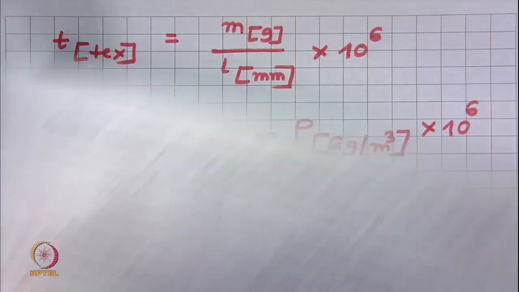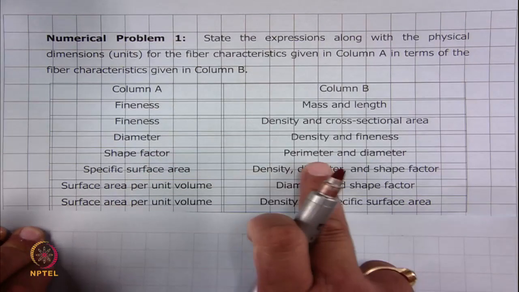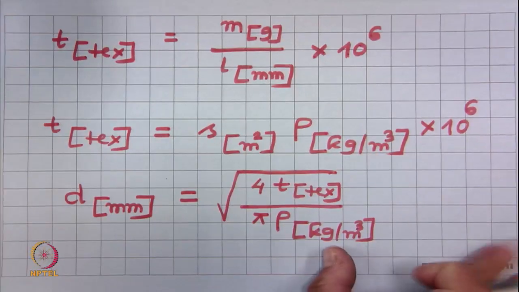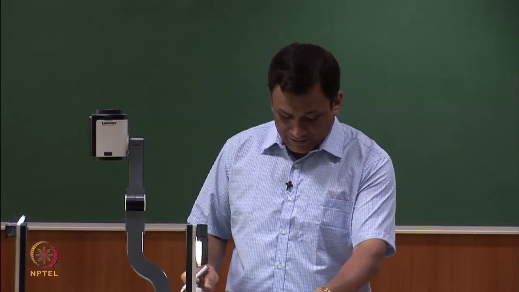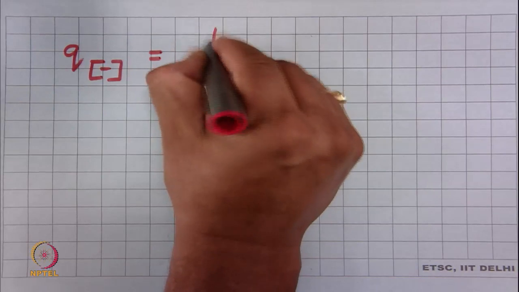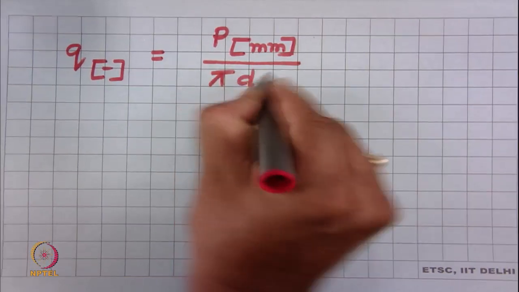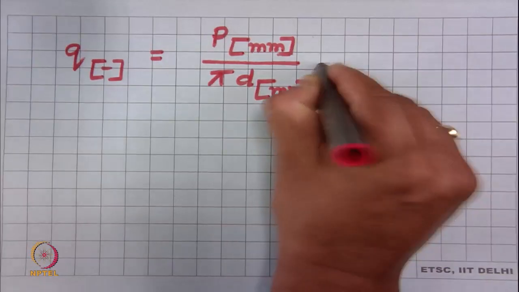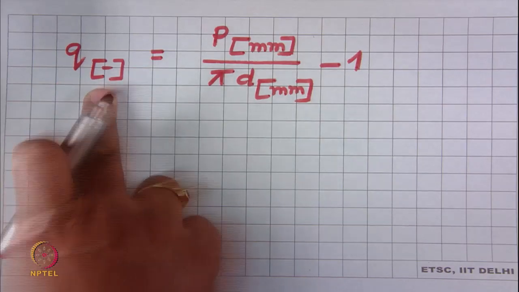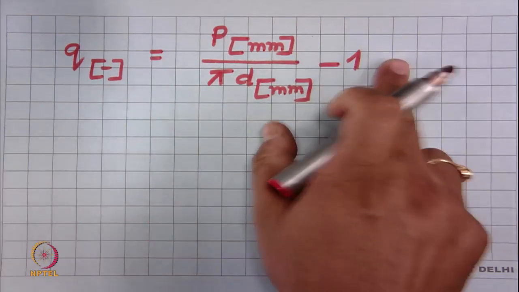Okay. What was the fourth one? Fourth one, fiber shape factor in terms of fiber perimeter and fiber diameter. This exercise we have already done once, let us repeat it. Fiber shape factor Q, dimensionless, is equal to perimeter in terms of millimeter minus 1. Fiber shape factor, which is non-dimensional, is equal to fiber perimeter in millimeter divided by pi times d, d is fiber diameter in millimeter, minus 1.